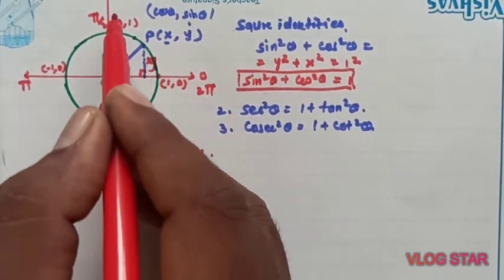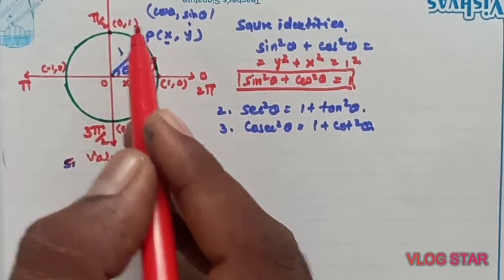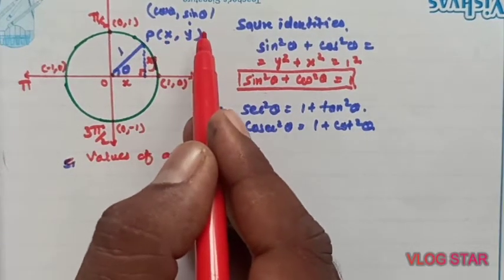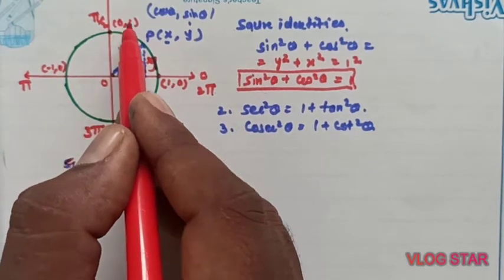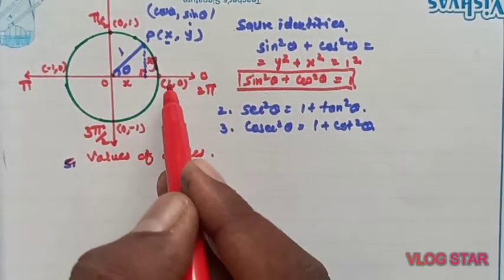So the values for quadrantal angles: all the trigonometric functions depend on the values of x and y. And what are the values of x and y here? 0, 1, minus 1, 0, 0, minus 1, 1, 0.